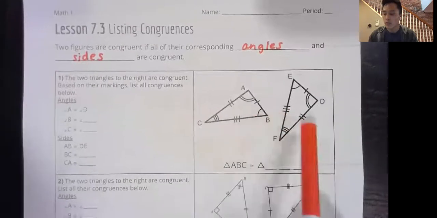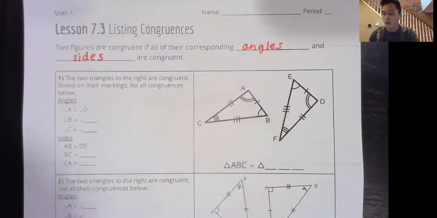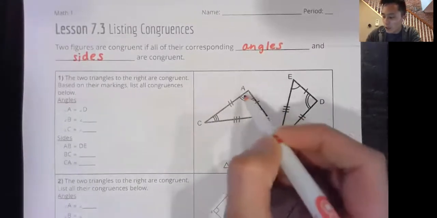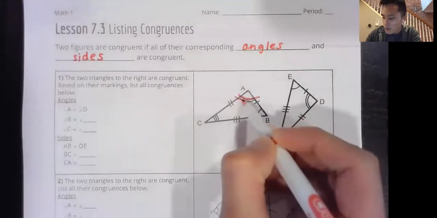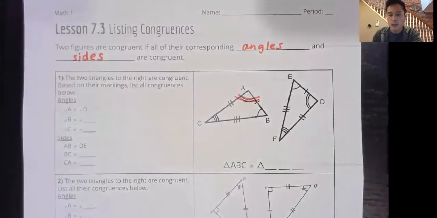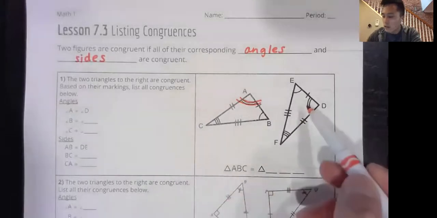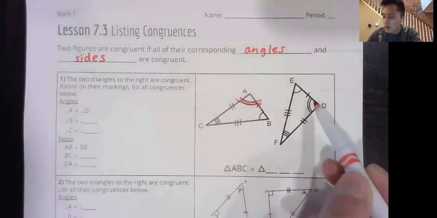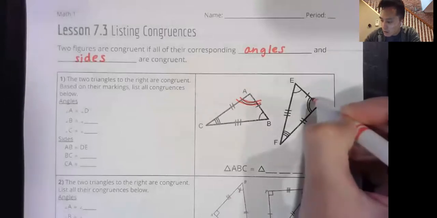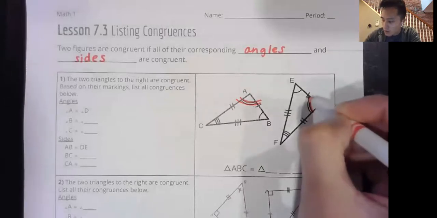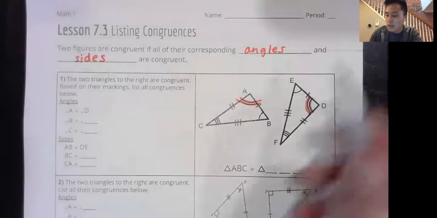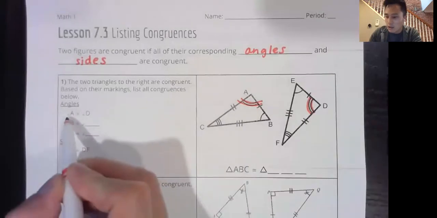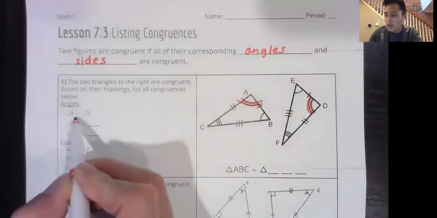So here we have two triangles. And then if I look at angle A over here, angle A has two marks through it like that. Then I can look at the next triangle here, and the same angle that also has two marks through it is this one right here. So what this is telling me is that angle A is congruent to angle D.